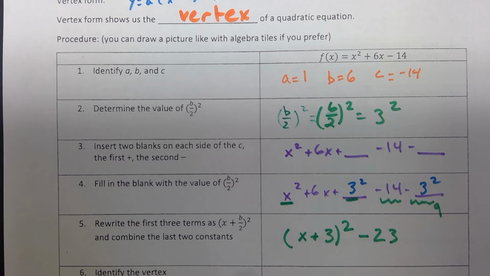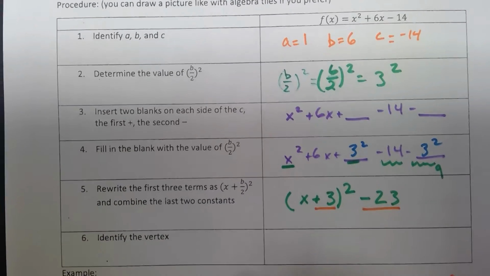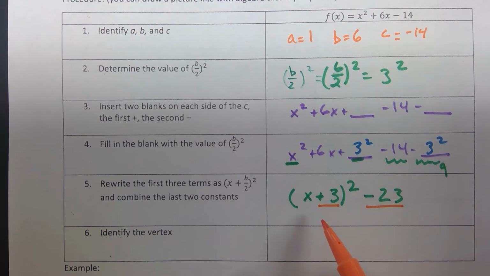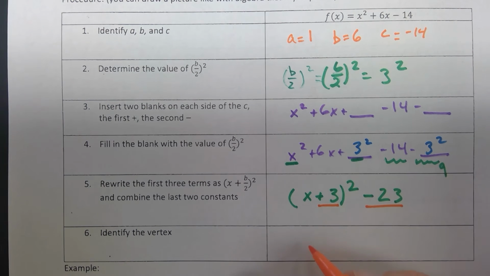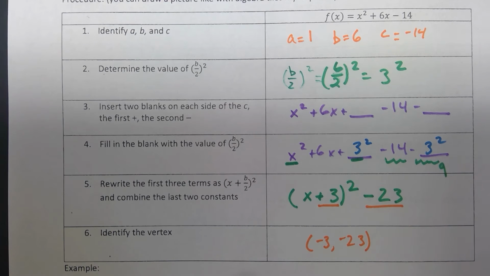Now I need to pull out my vertex. There's our h, there's our k. Now we remember that if it's with the x, it does the opposite of what we think it should do. So I see plus, so I think minus 3, comma. And if it's outside my x parentheses, it does what I think it should do. So it should be minus 23. And we completed the square.